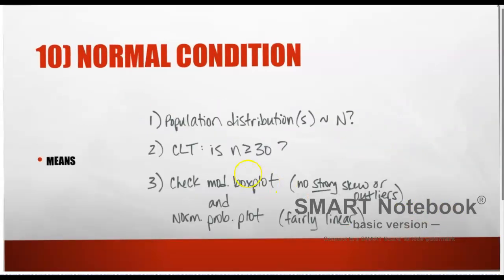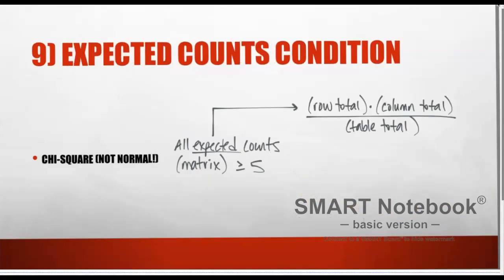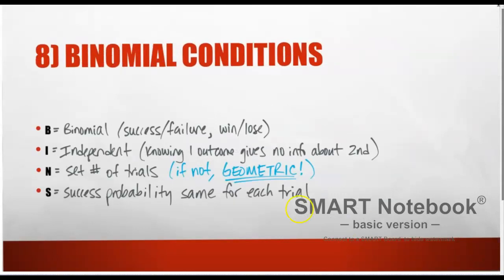Normal condition, you want to check the population distribution. You would definitely want to check the central limit theorem. Is n greater than or equal to 30? And as far as checking data through a box plot, you want to be looking for skewness, outliers, things of that sort. Chi-square, didn't get there unfortunately. Binomial conditions, again binomial: success, failure, win, lose, or binary.